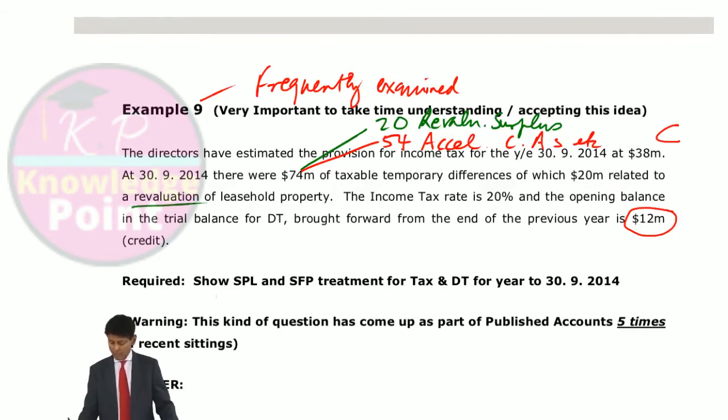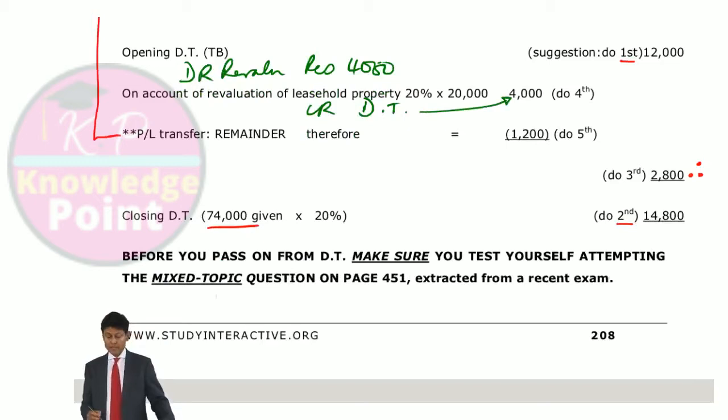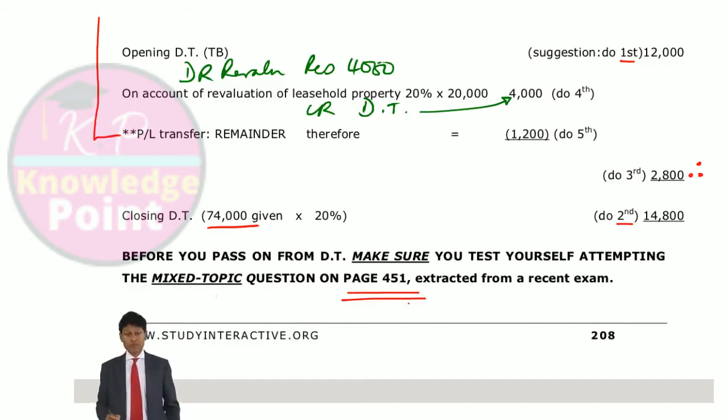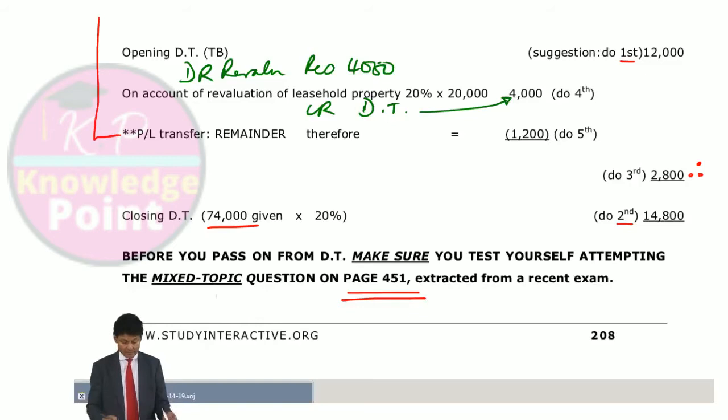All right, so even though that was part of the homework, I thought it was well worth spending a bit of time on that. And if you want to test yourself, there's even more on page 451. Okay, so there you are, a little bit on tax and deferred tax. Where are we? Let's see if we can move on a bit.